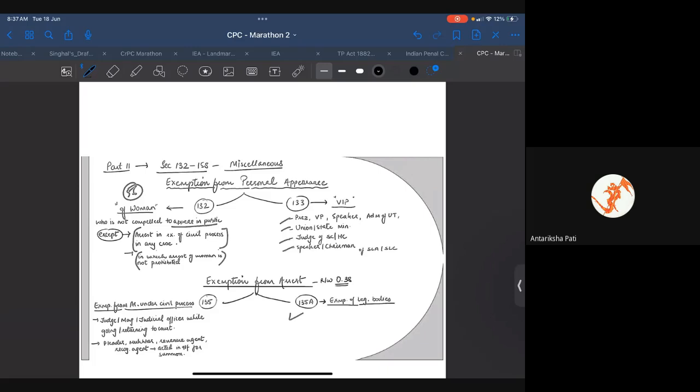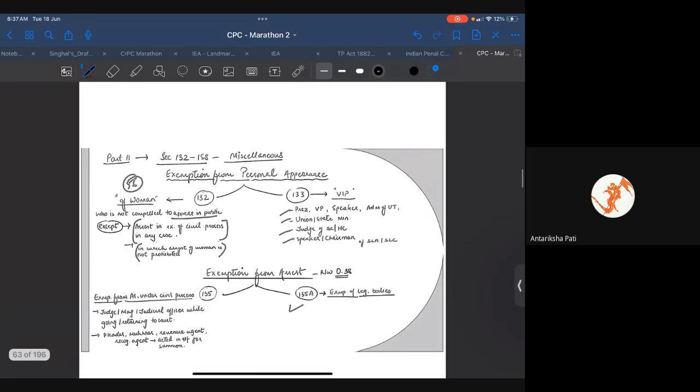132 talks about exemption from personal appearance of women. Anyone who is a Parda Nashin lady, not compelled to appear in public, cannot be asked to appear personally except when arrested in execution of civil process in any case in which arrest of women is not prohibited. Now 133 talks about the VIP category of people who cannot be allowed to appear personally. That is 133: president, vice president, speaker, administrator of union territory, union state minister, judge of Supreme Court, High Court, speaker, chairman of state legislative assembly or state legislative council. All of these cannot be asked to appear.